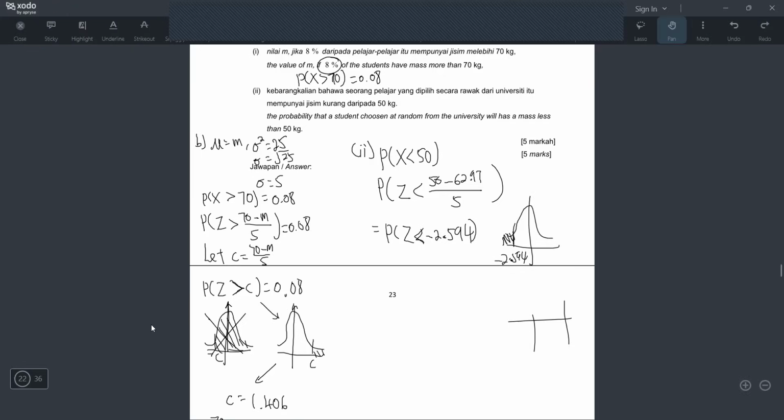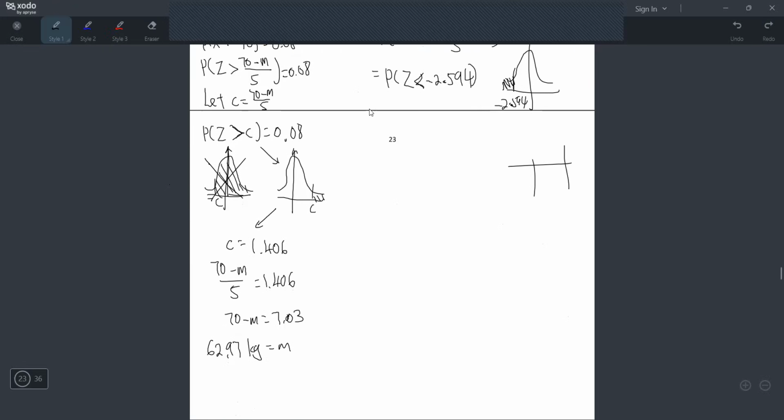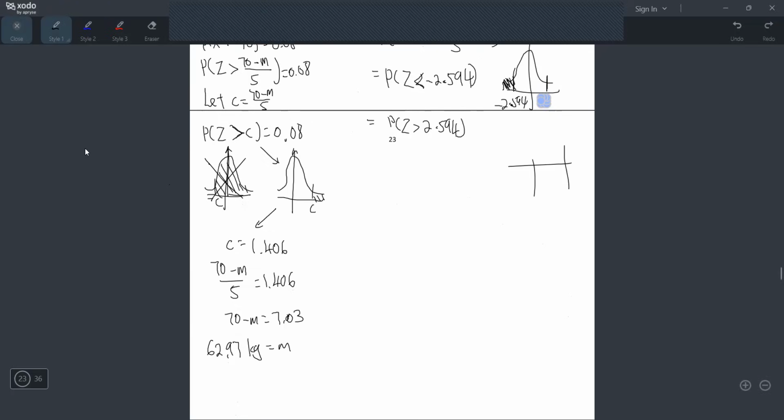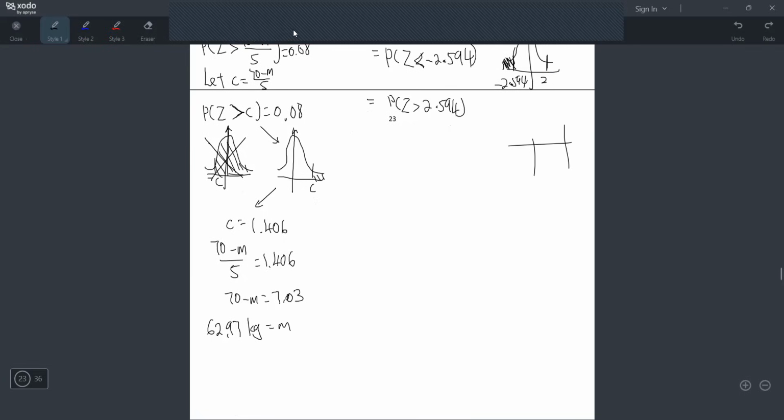Okay, I teach my students, I always say smaller negative can change to bigger positive. All right. Why can it change to bigger positive? Because this bell shape is symmetrical. So the smaller than negative 2.594 is the same as bigger than 2.594. So this area is the same as 2.594 to the right.